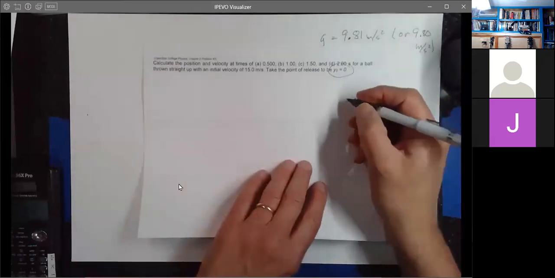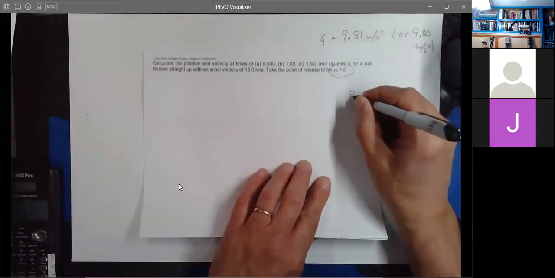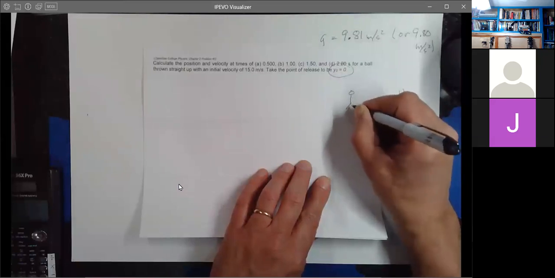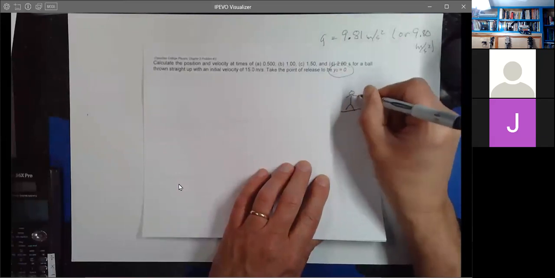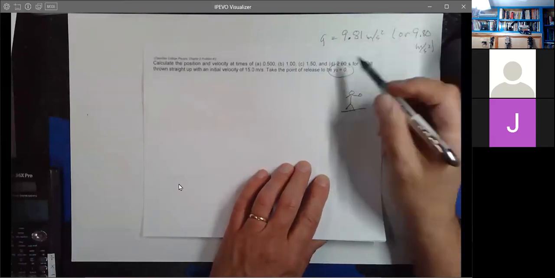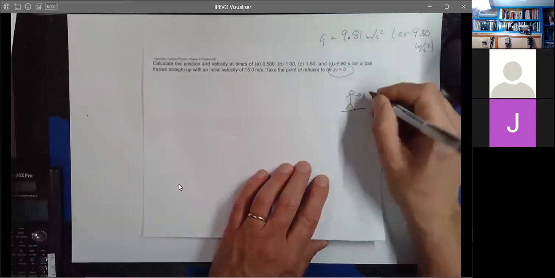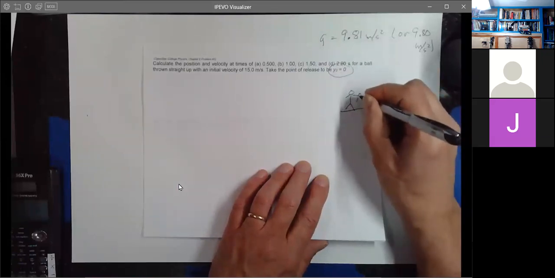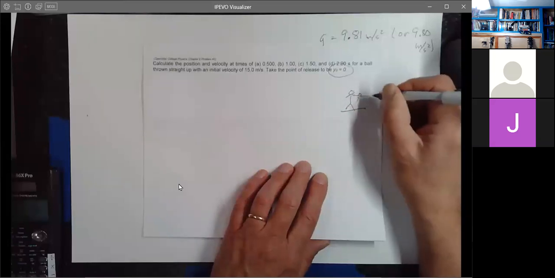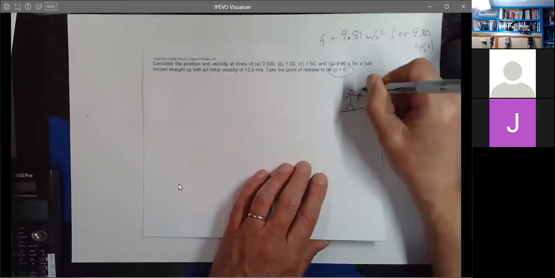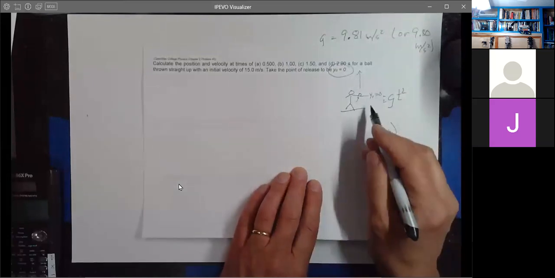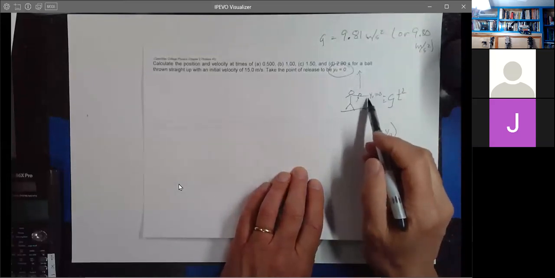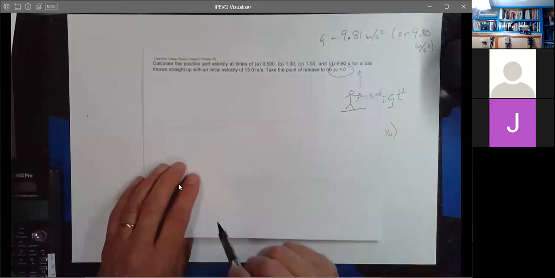So this would be like a person standing on the ground or something like that. And in one hand, they've got a ball and they throw it upward so that they've moved their arm upward like this. And when it's released from their hand, we're going to choose that to be where y naught is equal to 0. So we're measuring y from the height that they release the ball at.